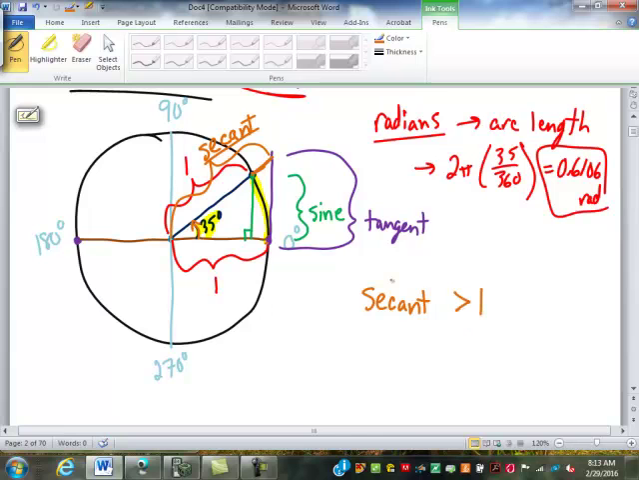Is that the cosine on your thing? No, we haven't got to cosine yet. The three main trig functions are actually sine, secant, and tangent. Cosine gets used a lot, and I'll show you how that comes in a little bit. So secant's always bigger than 1. What do we know about the sine?